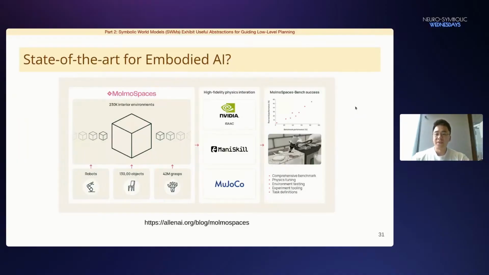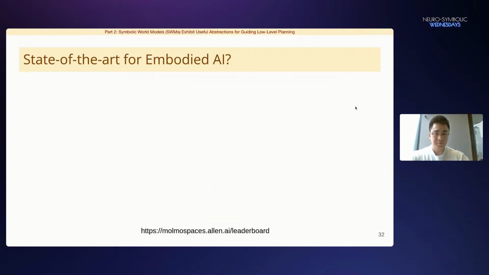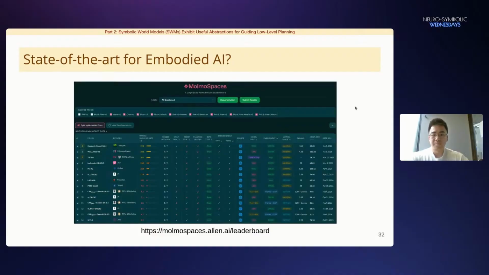So the question we may ask first is, what exactly is the state of the art for embodied AI? A good way to answer this question is to look at the MolmoSpaces benchmark created by the Allen Institute for AI, or AI2. This consists of many environments, robots, objects, and grasps, and also various simulation environments, such as Isaac, Genesis, and MuJoCo. And they have a running leaderboard where different systems can be submitted to solve these benchmarks.